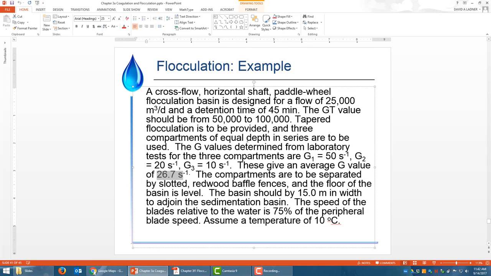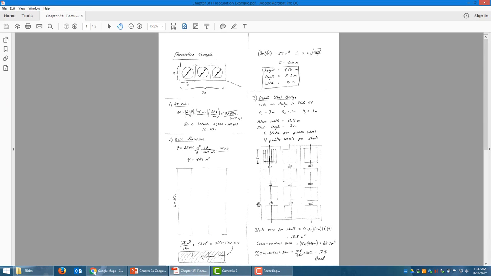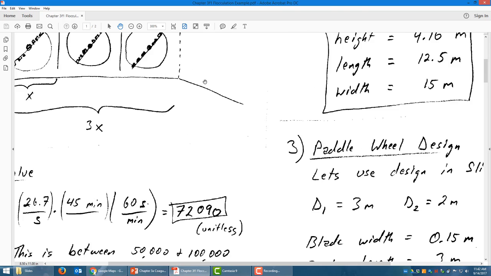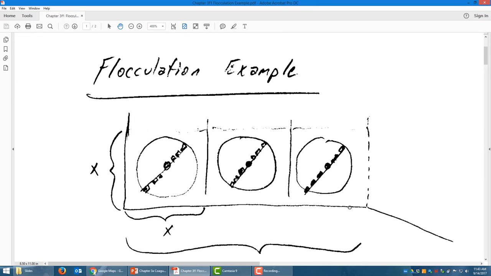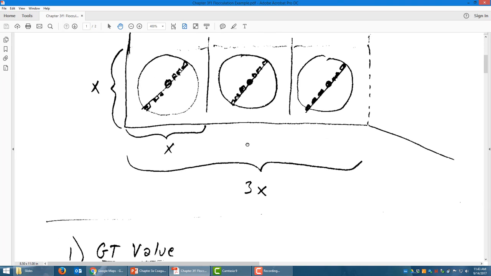So let's look back at this example, and what we're asked to do is determine the GT value, basin dimensions, all the way down. So there's 7 items here, I believe, and I've already worked this out and provided to you this PDF, but I'm going to walk you through the PDF and explain what it is that we're doing. So let's zoom on in. Flocculation example. This is the side view of those paddles. Remember, they're very long, stretching, in length or width, however you look at it. But the side view looks like this.